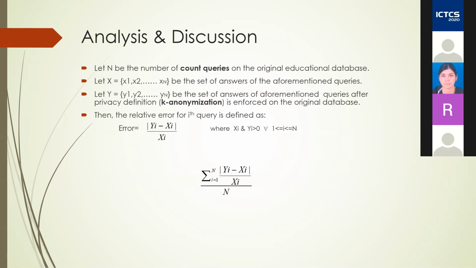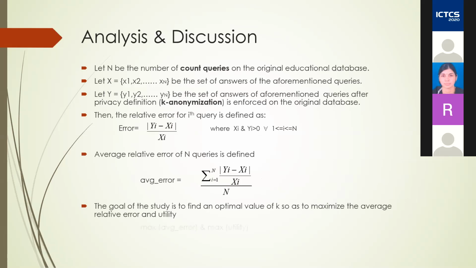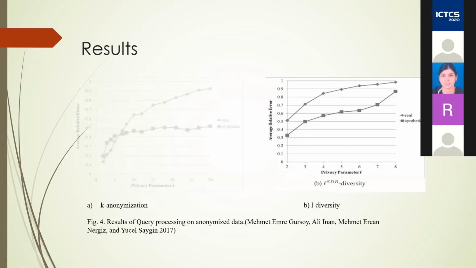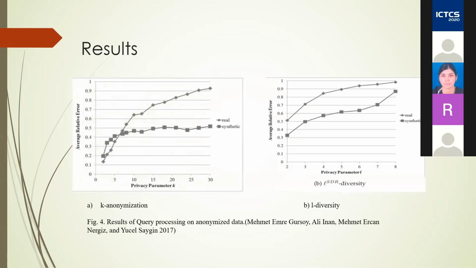So I have some analysis on that data. Basically, I'll show you the results. This is the K-anonymization and L-diversity result. It shows that as you increase the privacy parameter, your error rate increases. Error is basically showing the privacy. If the error is increasing, that means your data is more secure. So as you increase the value of K and L, your error also increases.